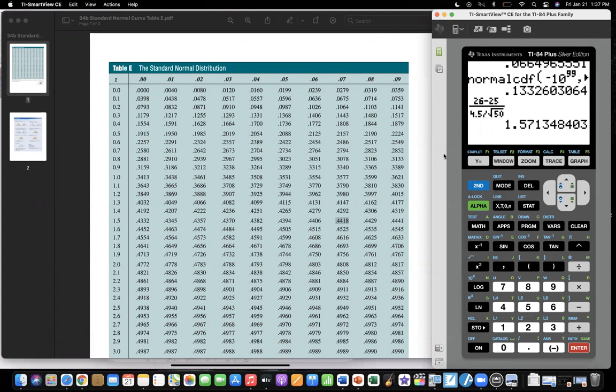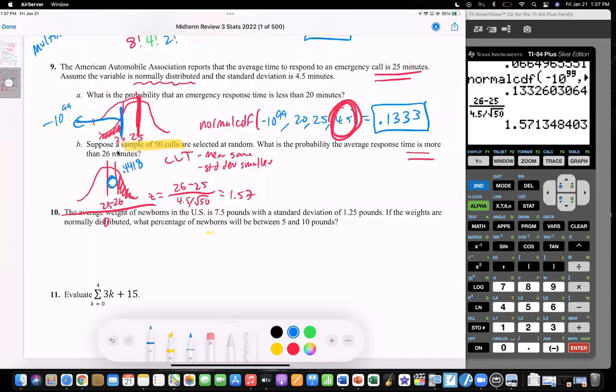0.4418. Okay, so remember from my sketch, we have to do 0.5 minus that because this entire side is 0.5. So if I take away this 0.4418, then we'll be left with that red shaded area. So I do the 0.5 minus the 0.4418. And that'll be my answer.